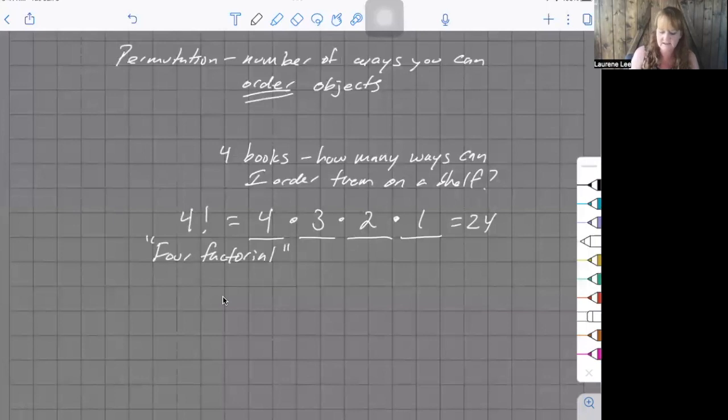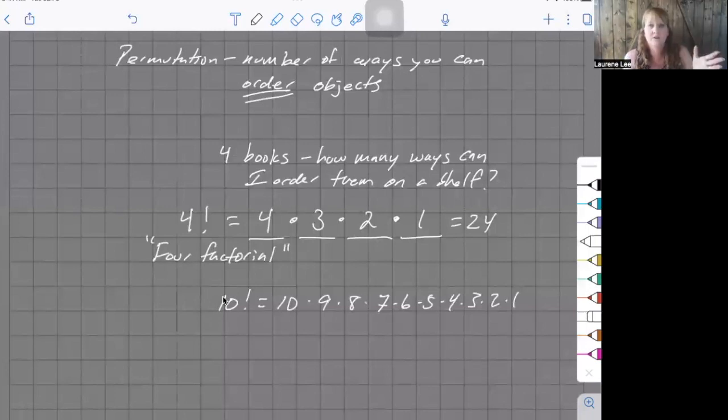So if I say 10 factorial, then I'm going to start at 10, 9, 8, 7, 6, 5, 4, 3, 2, 1. And so these numbers can get really big. Think about it, the more books you have to order on a shelf, the more options there are for those arrangements, right? That number should get quite a bit larger as you add books to your scenario.